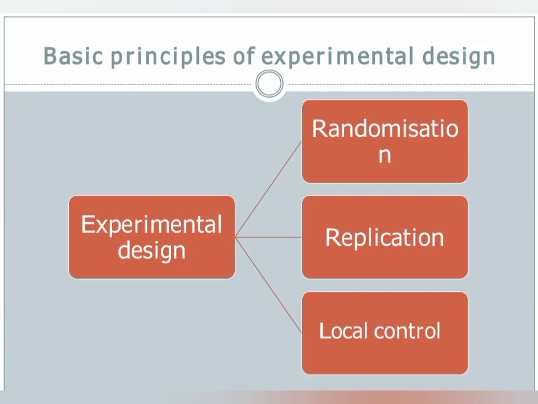In this video, we are going to learn about the basic principles of experimental design in research methodology. So there are three principles of experimental design. They are randomization, replication and local control. So first, we will know about randomization.